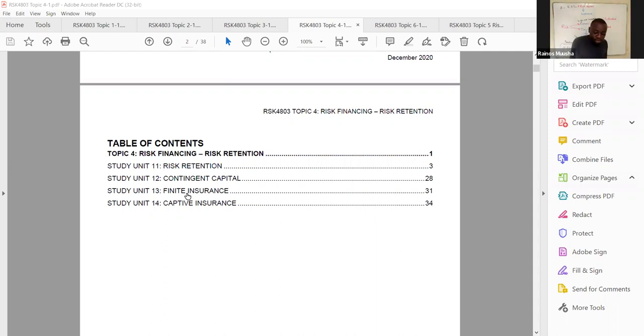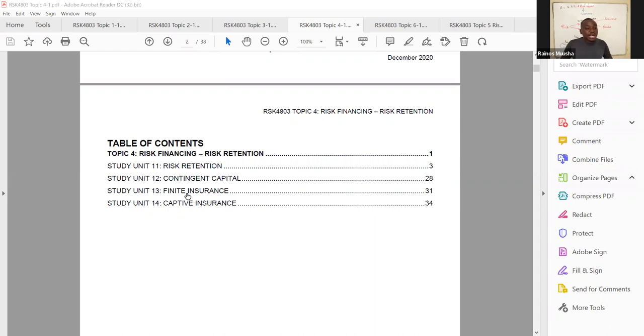With the finite insurance route, you are trying to come up with a customized insurance product that you are going to negotiate with the insurance company. With this customized product, you're saying, I'm trying to find myself between risk retention and risk transfer, but I want to be able to control how much risk I am retaining and how much risk I am transferring. So these are the different forms we are going to look at when you look at finite risk insurance.